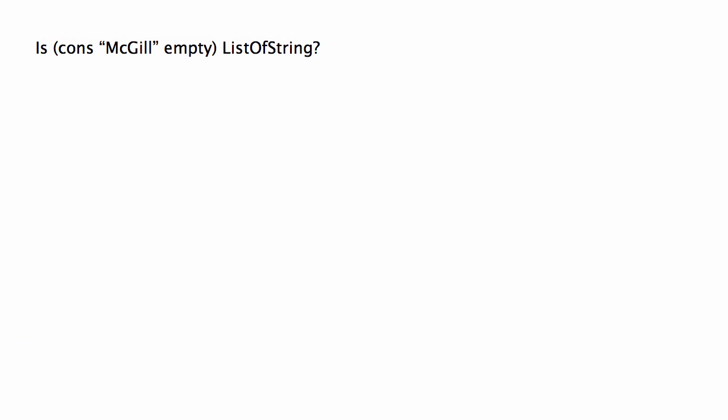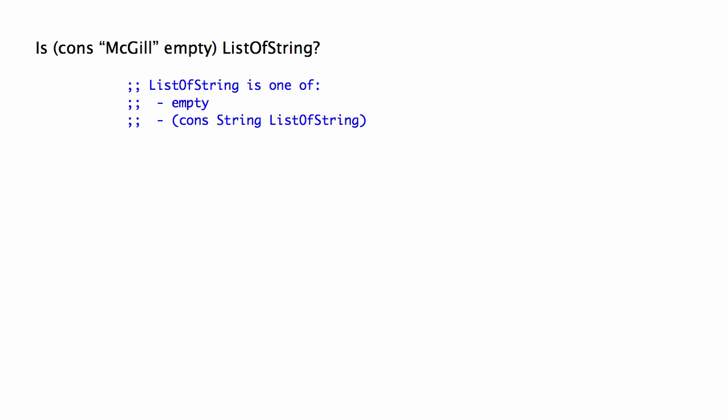Again, we want to ask, is that list of string? Well, here's the type definition for list of string. And there's 2 cases. Let's see, does cons McGill empty match the first case? No, it doesn't. Cons McGill empty definitely isn't empty. Let's try the second case.